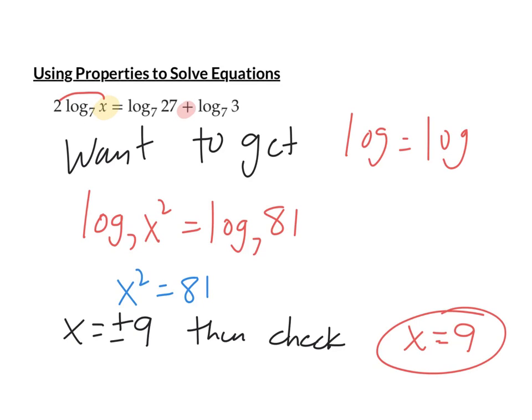So again, all I've done here is use the properties backwards, bring them together to make it log equals log. I took the plus or minus square root of both sides. I threw the negative 9 out. In this case, you're not always going to throw it out, because this number ended up being negative.